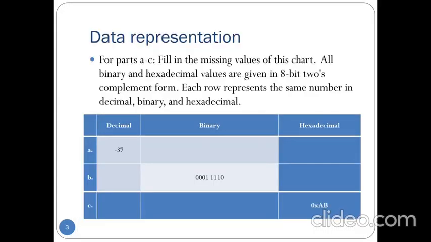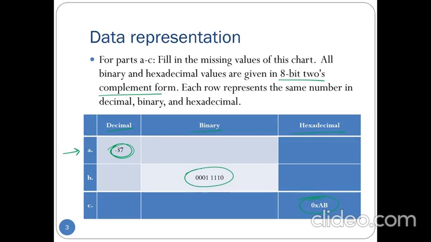In this video lecture, we will go through some sample questions for computer organization. In this problem, every row represents the same number in three formats: decimal, binary, and hexadecimal. Notice that the binary format is actually 8-bit 2's complement format. Out of the three formats in each row, only one format for the given number is provided, and you have to figure out the other two representations.